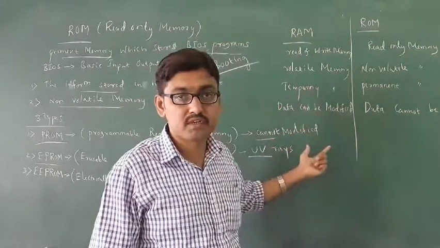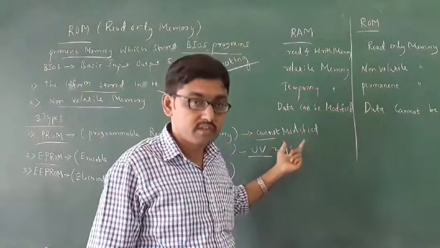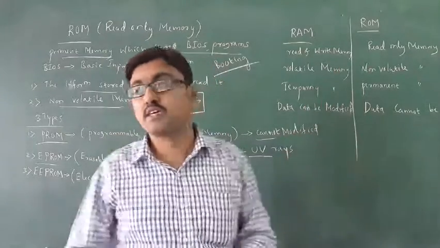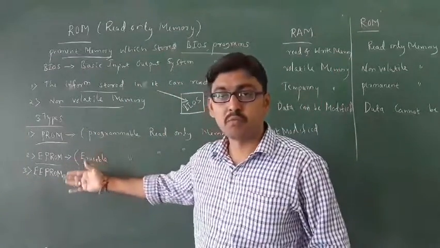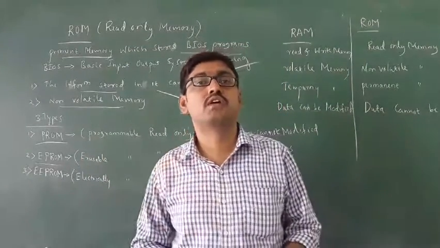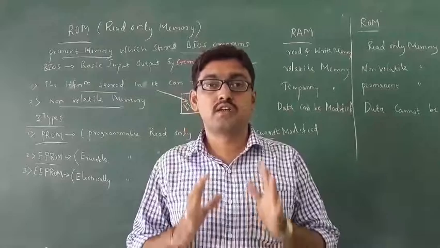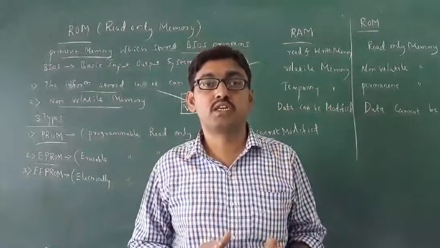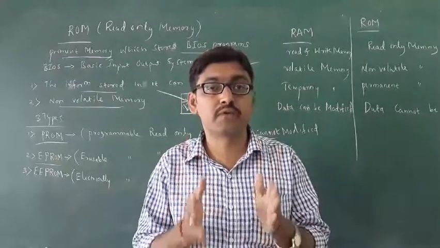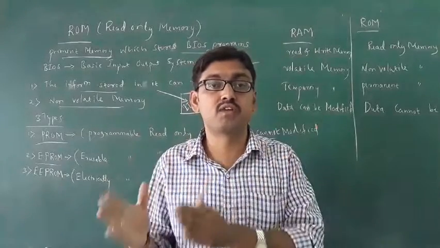Then the RAM types: static RAM and dynamic RAM. What are the types of ROM? PROM, EPROM, then double EPROM. This is about ROM. In today's class we discussed the two examples of primary memory. One is RAM, and the second one is ROM.